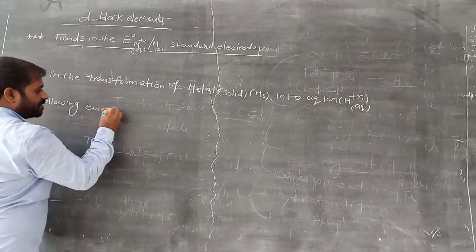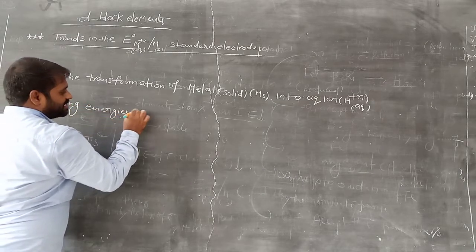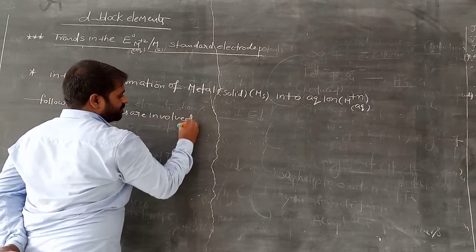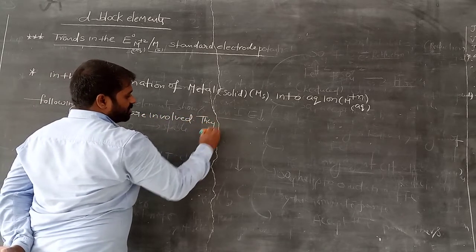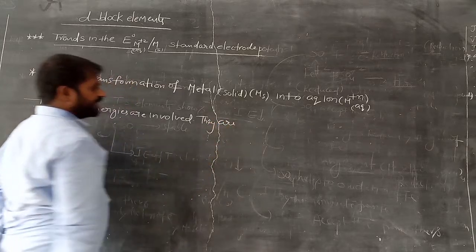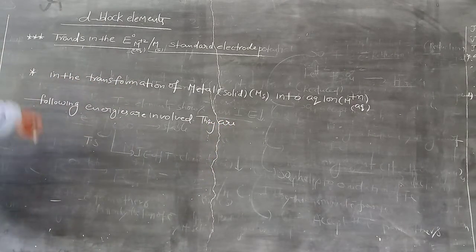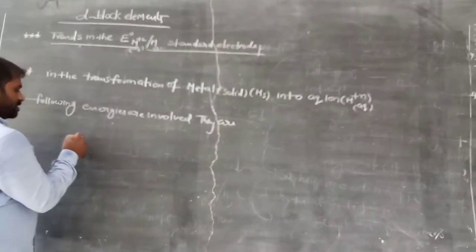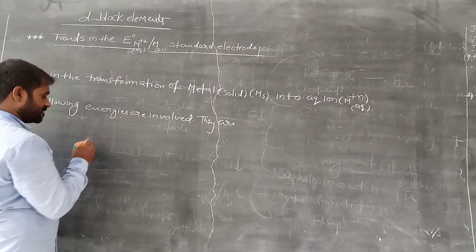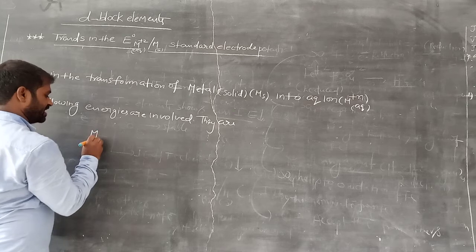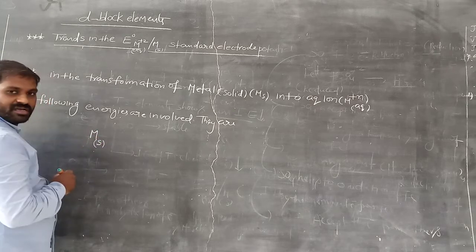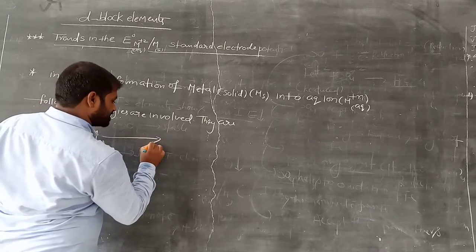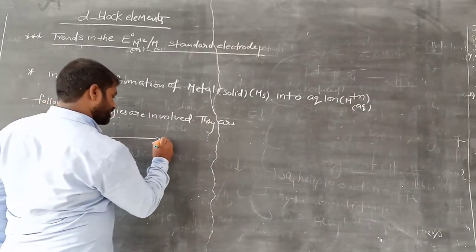The following energies are involved. The first one is, this is the metal which is solid. This solid metal is first converted into a gaseous atom.